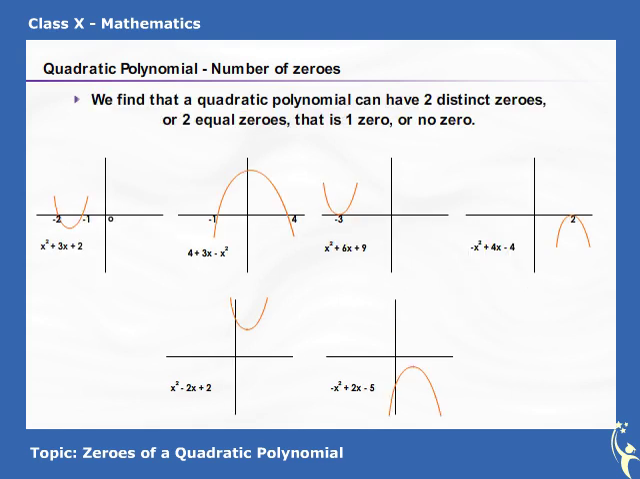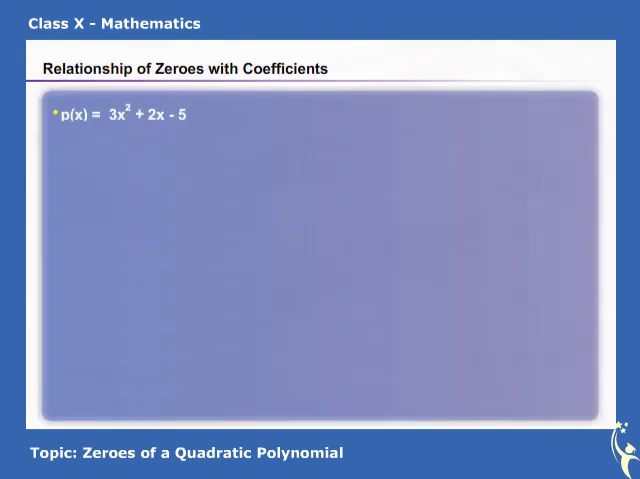We find that a quadratic polynomial can have two distinct zeros or two equal zeros, that is, one zero or no zero. A quadratic polynomial can have a maximum of two zeros. Consider p(x) is equal to 3x squared plus 2x minus 5. We find the zeros of p(x).